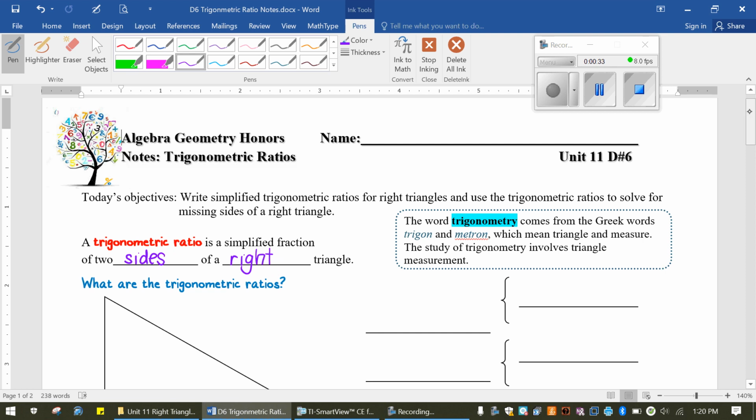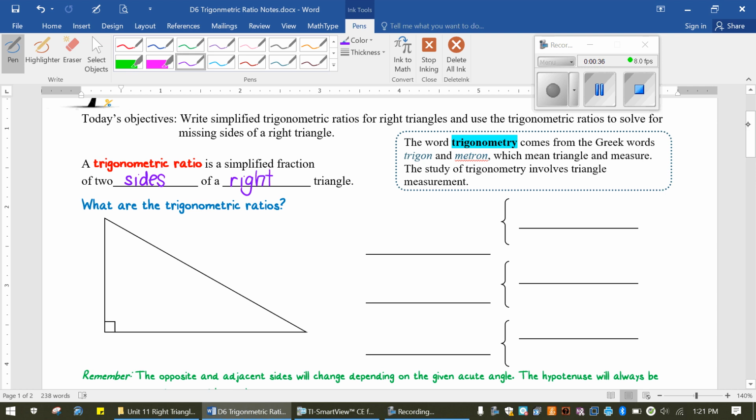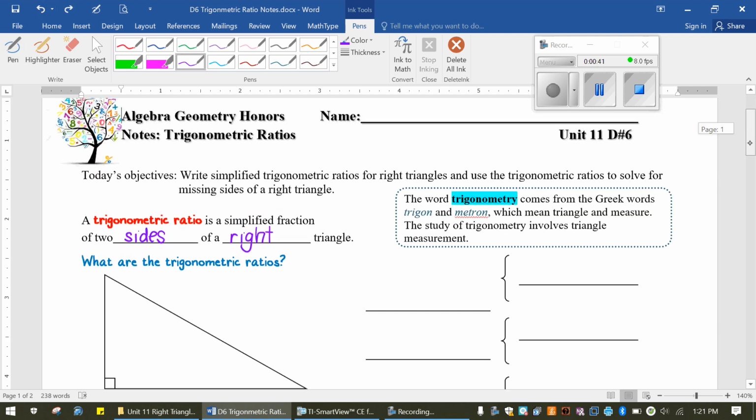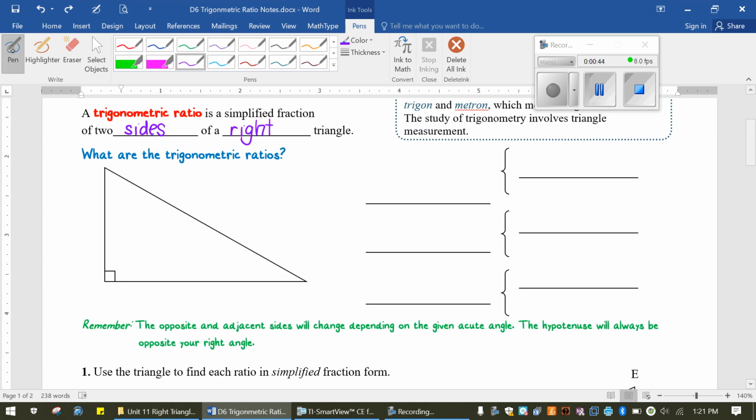All right, and our three trig functions that we're going to use are the sine, which is abbreviated on your calculator as sin, and then we've got cosine, which is abbreviated as cos on your calculator, and then tangent. Each of these represents a ratio of two sides of your triangle. So we'll start with sine.